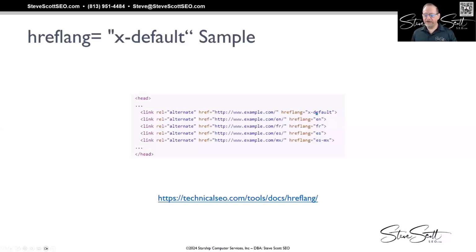And then this x-default would be if nobody matches these things, or maybe someone's speaking German, just put them on the default page where they can maybe pick a map to say, hey, we're in Germany.